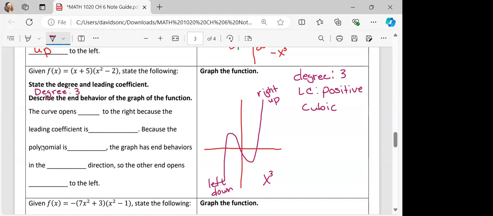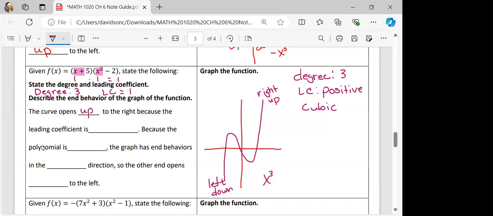Degree is 3. Let's look for our leading coefficient. So there's x and an x squared. There's a 1 in front of there and a 1 in front of there, and you multiply those and you get a 1. So the leading coefficient is a positive 1.